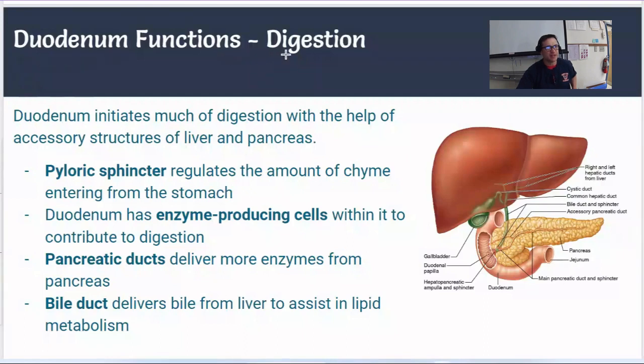Functions of the duodenum. Its function: digestion. So the duodenum initiates much of digestion with the help of some accessory structures. So you see one here, the liver. It's going to create bile. It makes bile, which is going to be stored here in the gallbladder.